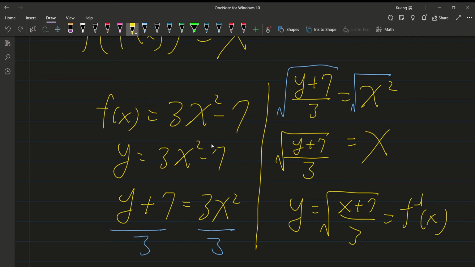If I change the power here to cube, then I have to take the cubic root. Then this becomes cubic root. If the power is 4, then you take the fourth root.